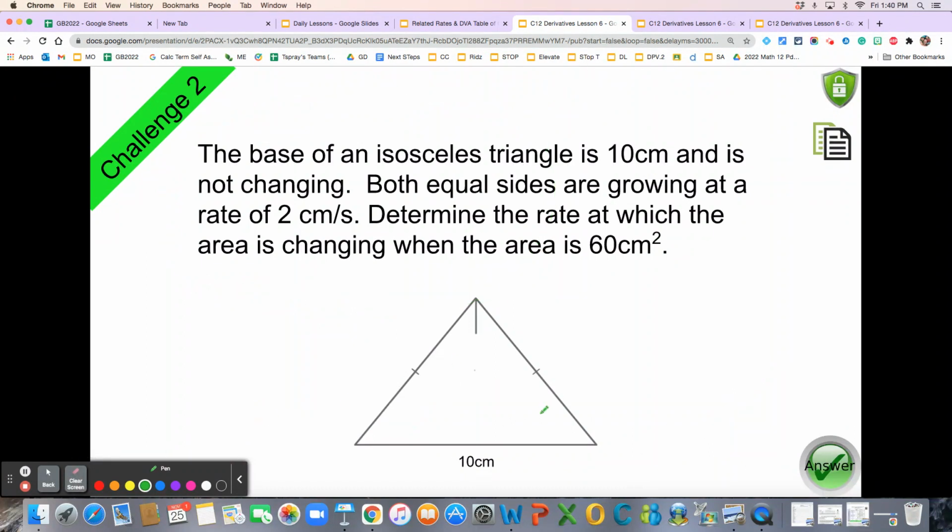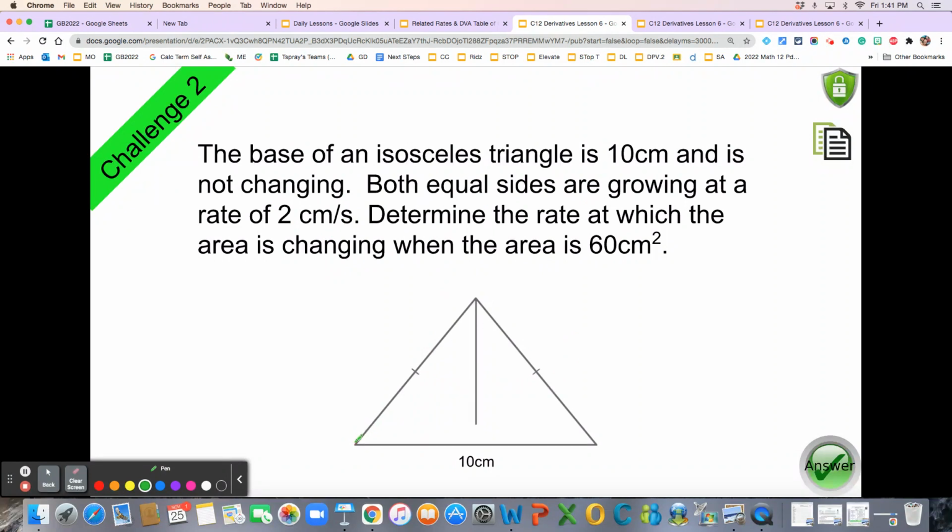Okay, on this slide here, let's take a look at this. This is another tricky problem. I'll read it to you and then pause the video and set yourself up for another 10-15 minutes on your own. The base of an isosceles triangle is 10 centimeters, as noted, and is not changing, noted. Both equal sides are growing at a rate of 2 centimeters per second.